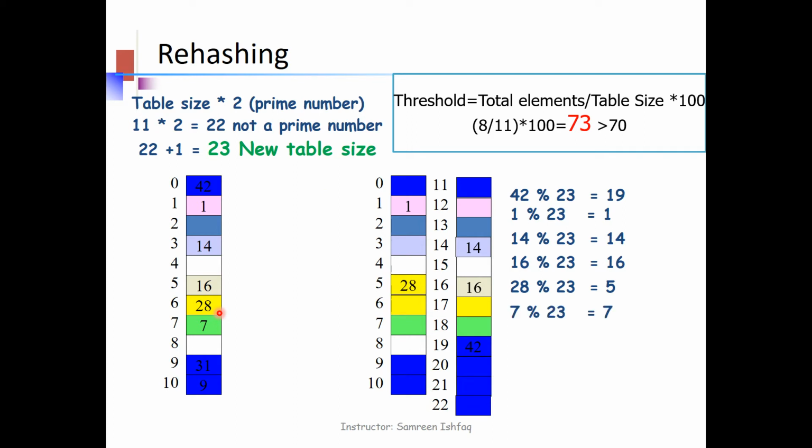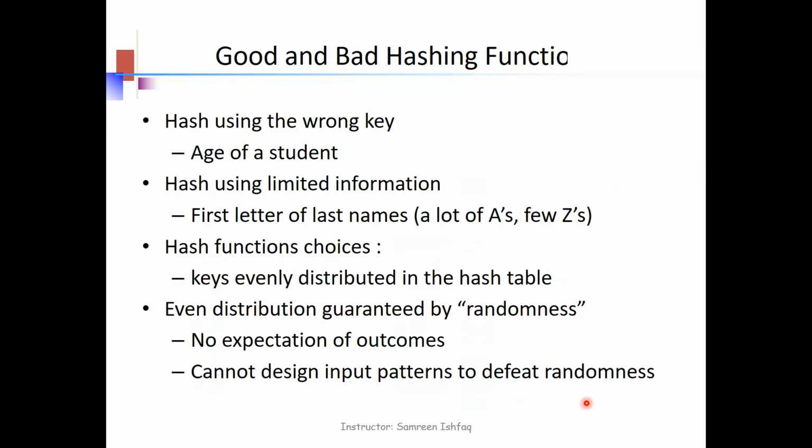7 mod 23 is 7. And then 31 mod 23 is 8. We're going to insert 31 at index 8. 9 mod 23 is 9. We will insert 9 at index 9. Now if we want to insert another value, that is 12, 12 mod 23 is 12. We're going to insert 12 at the 12th index. As you may have noticed, now after rehashing, operations take constant time complexity, big O of 1.